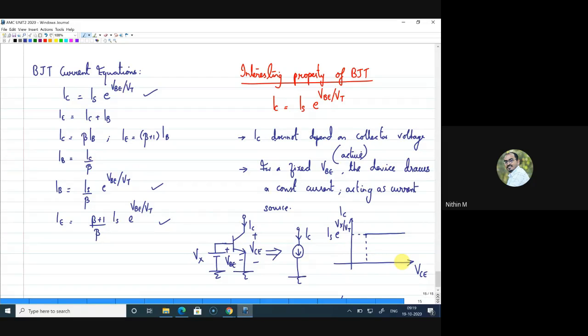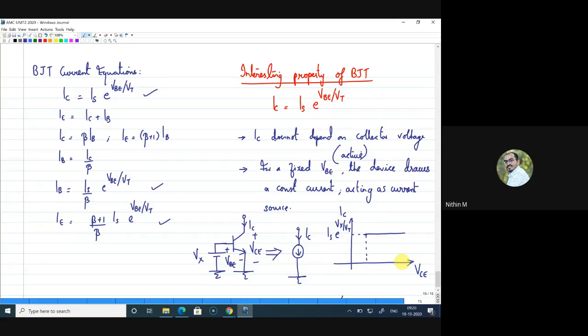So the point I want to focus on here is the interesting property of BJT: collector current is not depending on collector to emitter voltage, and for that matter, the BJT acts as a current source or a constant current source. Now, if a device is operating as a constant current source, I can use that device for amplification purposes.